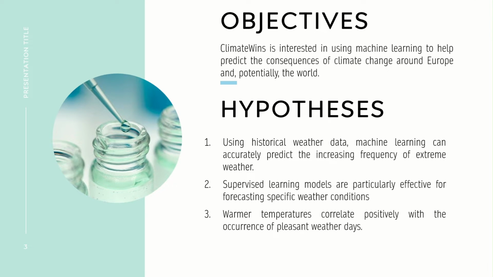ClimateWins is interested in leveraging machine learning to predict climate change consequences across Europe and potentially the world. We have three hypotheses. The first one is that machine learning can accurately predict the increasing frequency of extreme weather events using historical weather data. The second one is that machine learning models are particularly effective for forecasting specific weather conditions. And the last one is a positive correlation between warmer, milder climates and the occurrence of pleasant weather days.